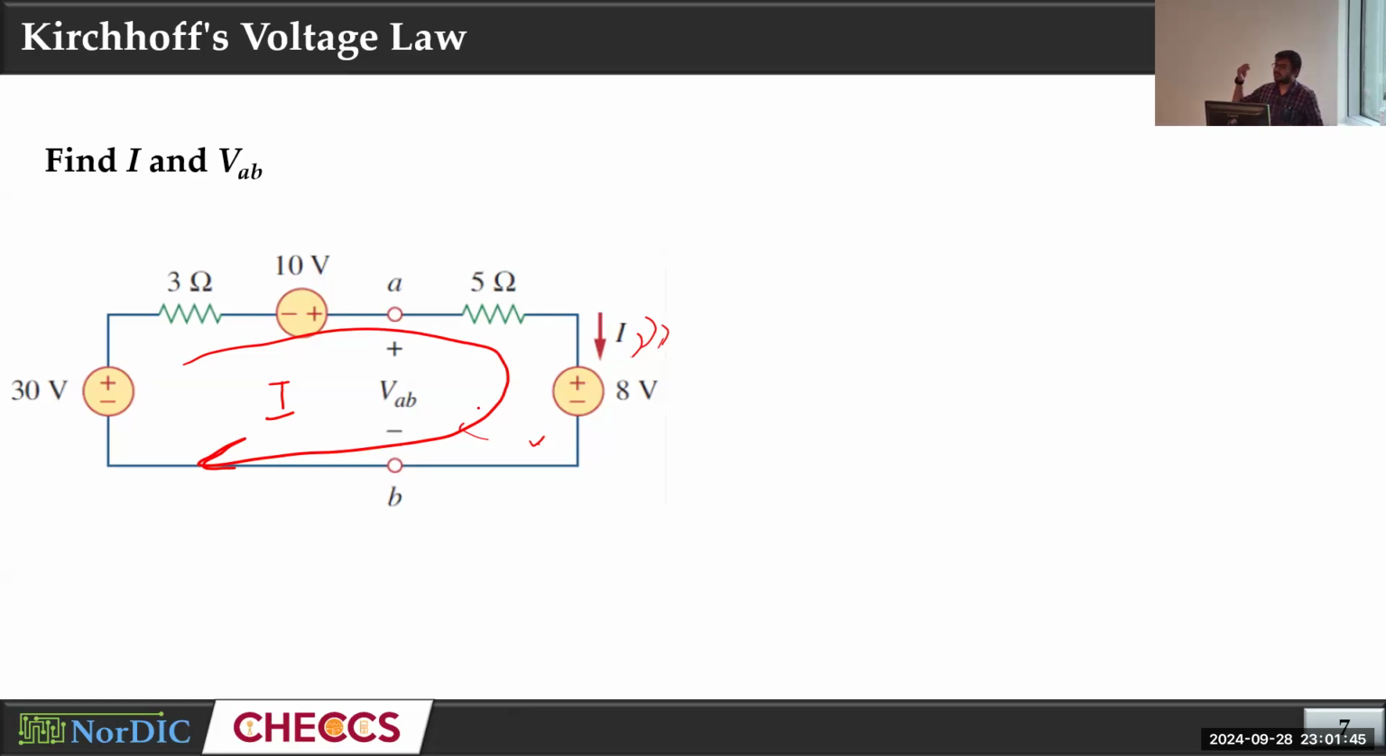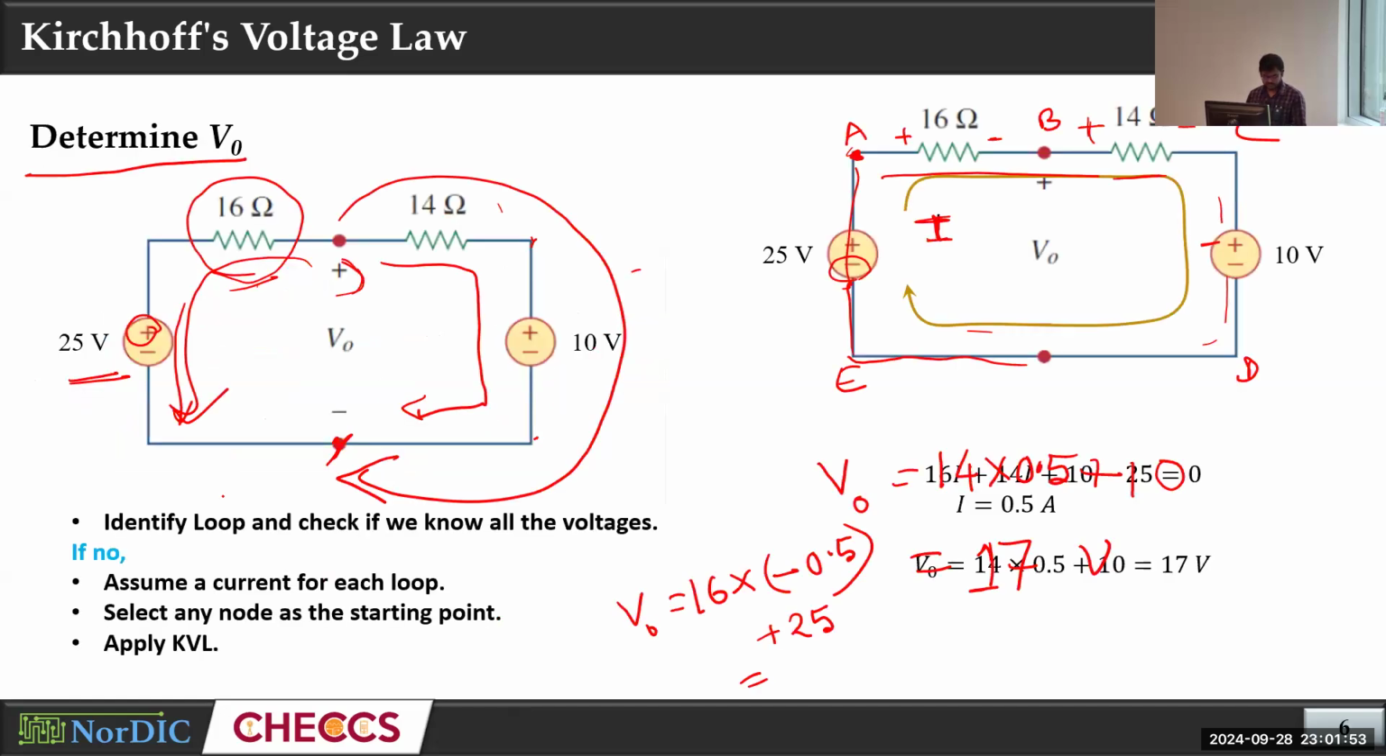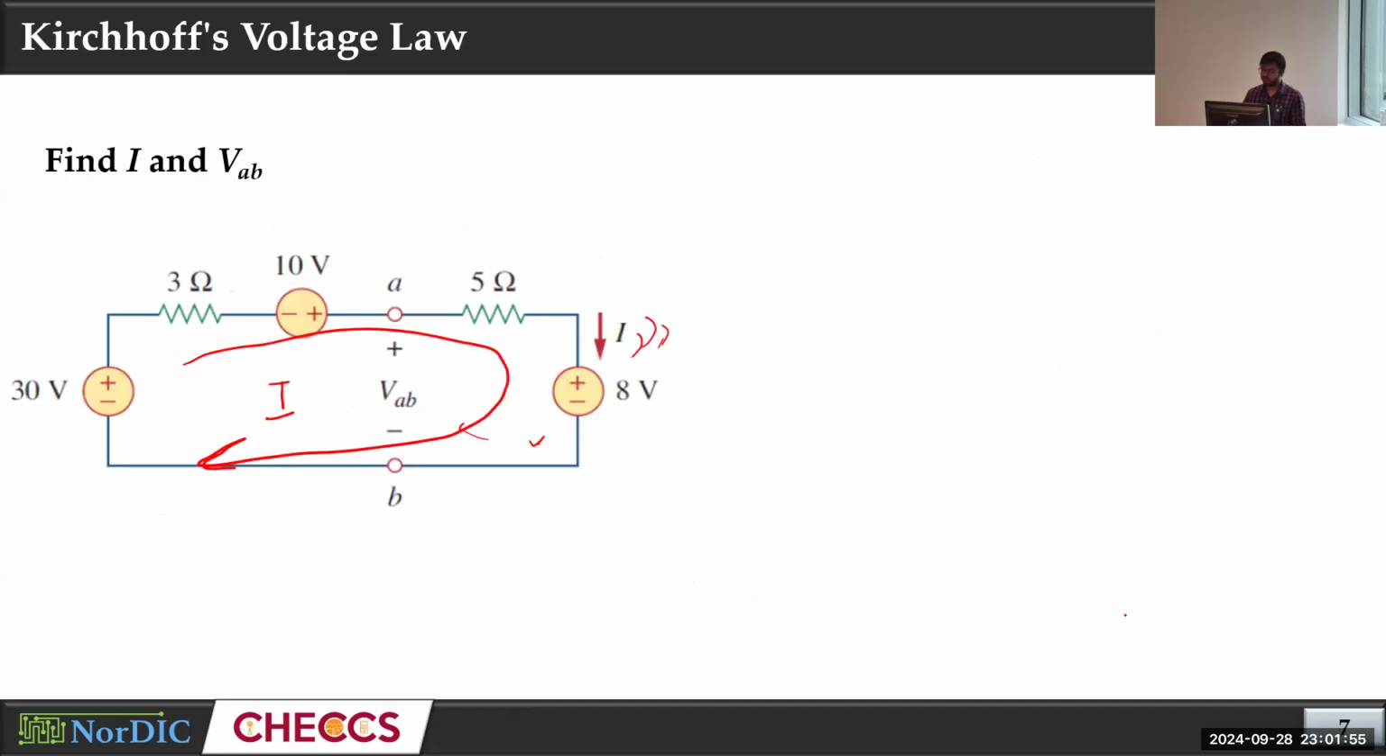Okay, so what is the first step? Do you remember? Before applying KVL, what are the steps? The first rule was to identify loops. So there is one loop again, right? And we don't know the voltage of all the elements because there are resistors. If we only have voltage sources, then the first example applies. Otherwise, in all the other scenarios, you have the second example where we don't know the voltage. So we'll have to assume a current.